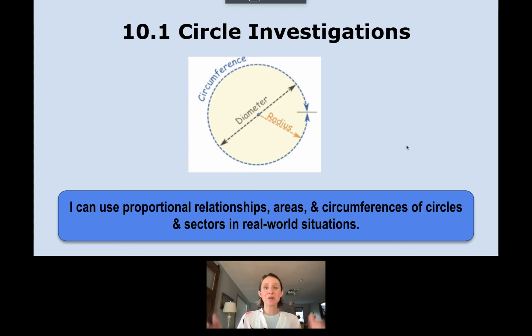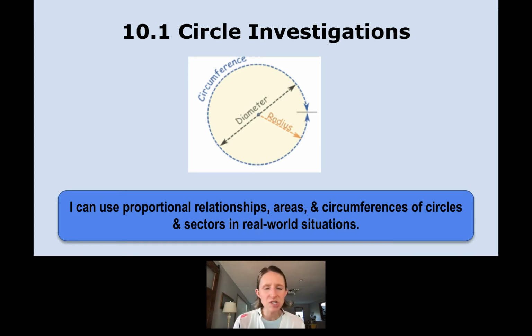Hey, 7th graders, we are ready to start Unit 10, which is all on circles. Looking at the unit goal at the bottom of this slide, I can use proportional relationships, areas, and circumferences of circles and sectors in a real-world situation.